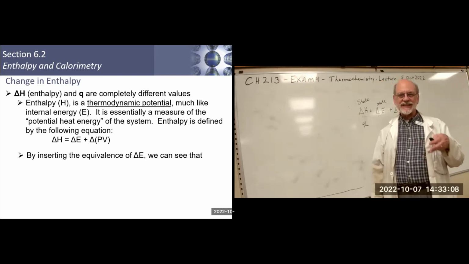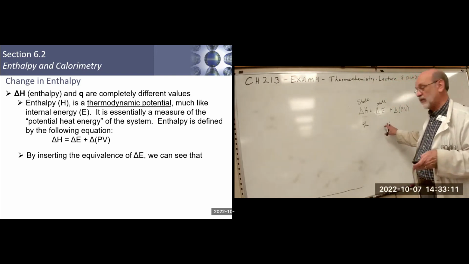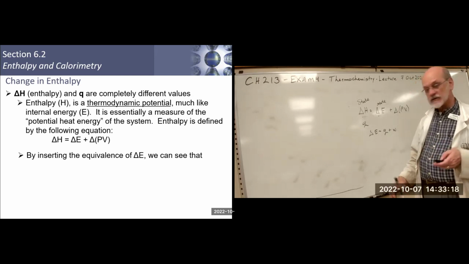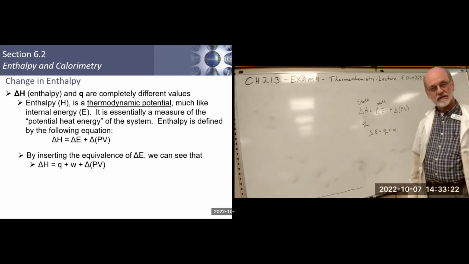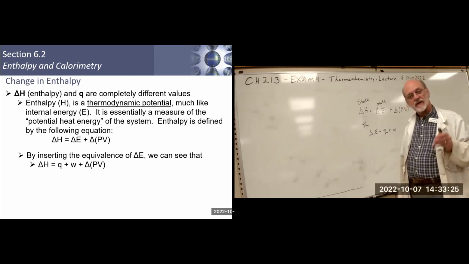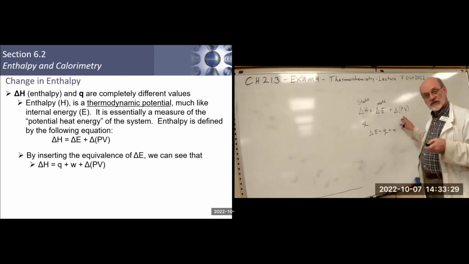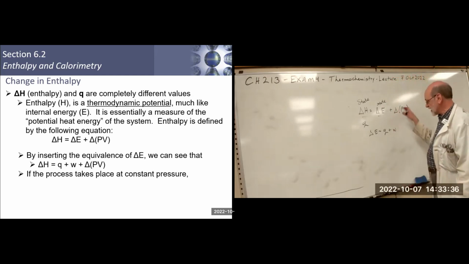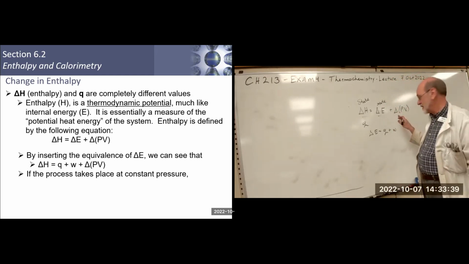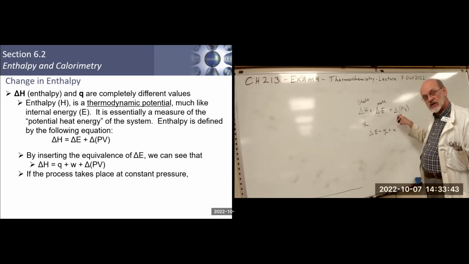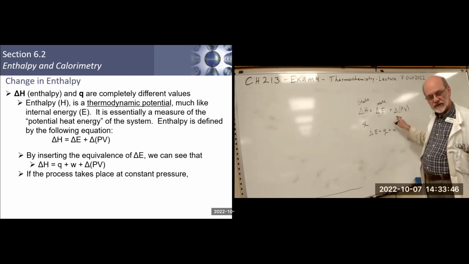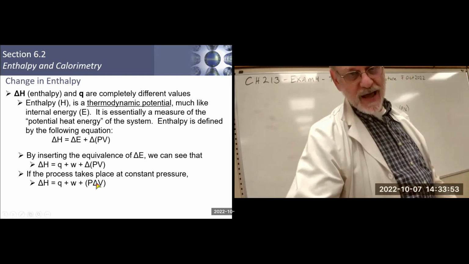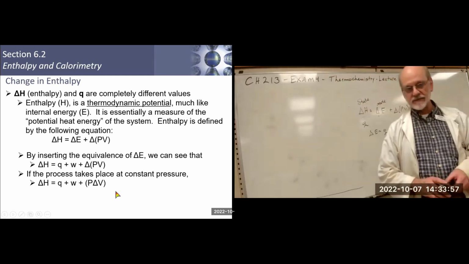So what is the equivalent of delta E? Well, the only other formula that we've come up with for delta E is this one. Right? So if we substitute that in here, that's what we get: Q plus W plus delta pressure times volume. We're not there yet. If this process occurs at constant pressure, in other words, we pull that pressure out so that it doesn't change and only let the volume change, then we get this equation. See how we pulled the pressure term outside the delta. Now pressure is constant.